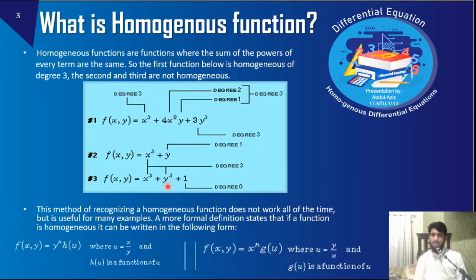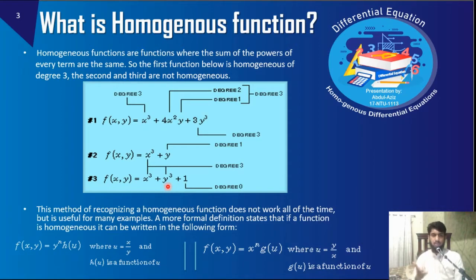So for checking the homogeneity of the equation, we are taking an example. We can judge homogeneity as quickly as possible by knowing this: by checking the degree level, we can check the homogeneity quickly. But this method of recognizing a homogeneous equation does not work all the time. It is useful in many examples, but in more complex situations, it won't work properly.